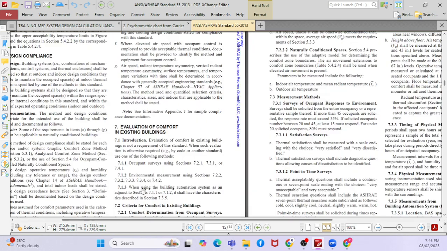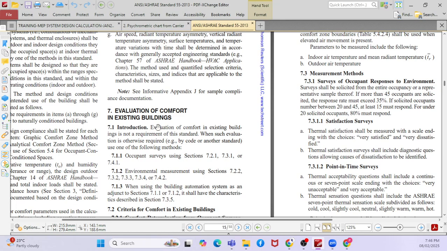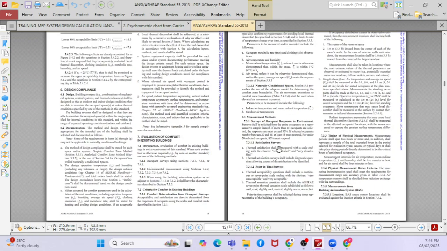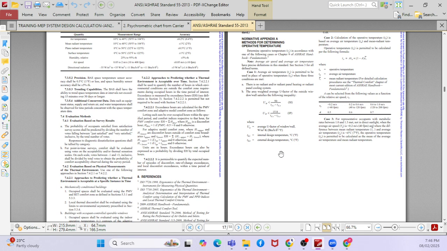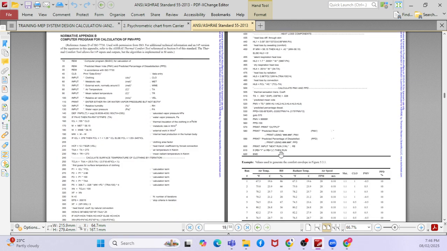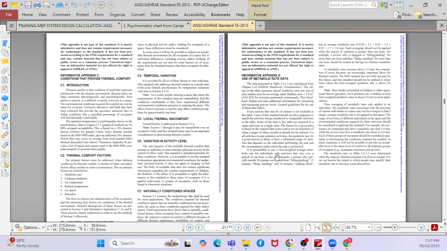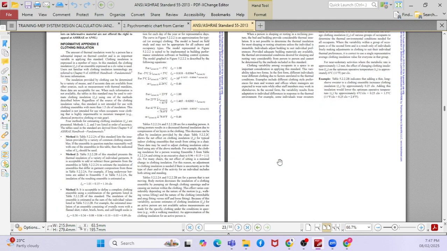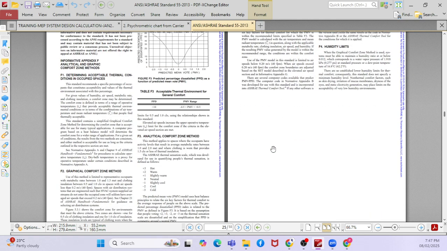If you go further, there is the evaluation of comfort in existing buildings. So these are the guidelines. But why are we referring to 2013? I don't have the latest one, but it's a basic one, right? Each and every guideline will have the same content with slight modifications.